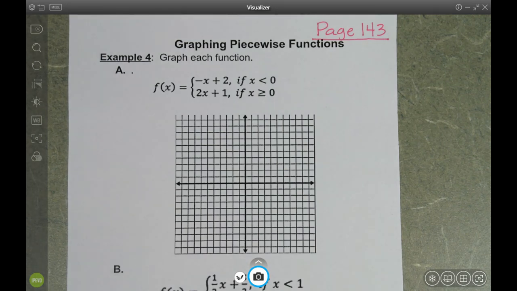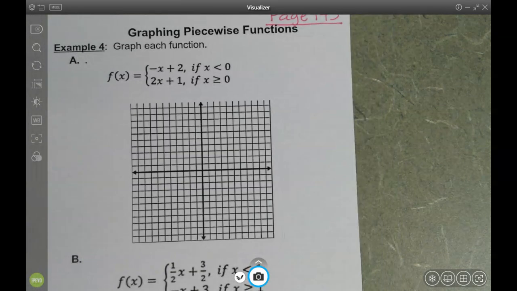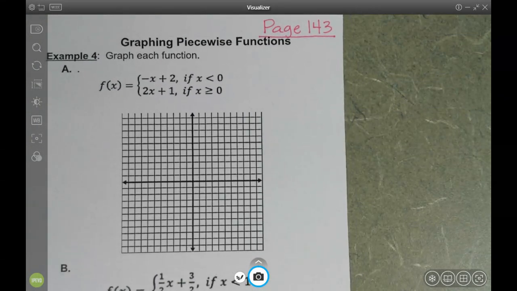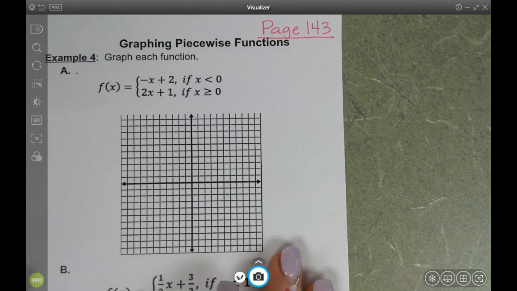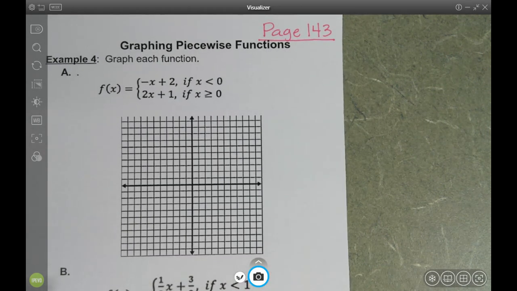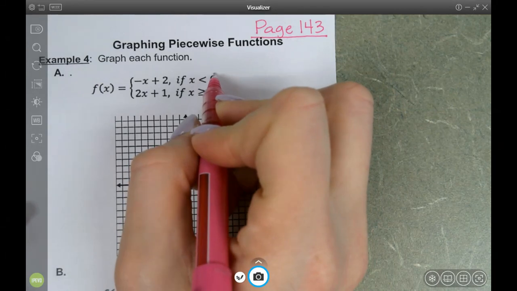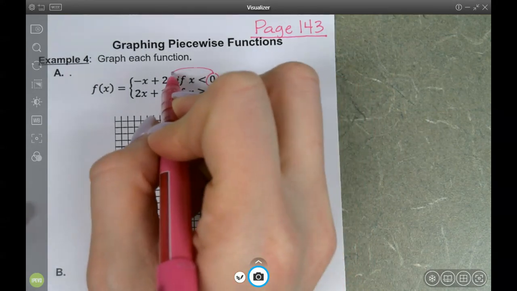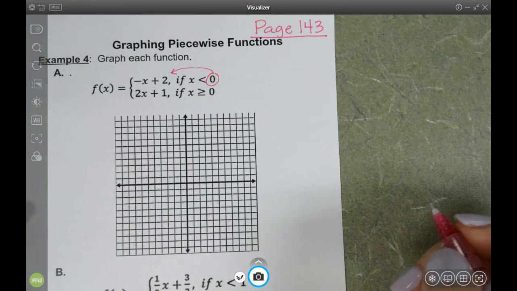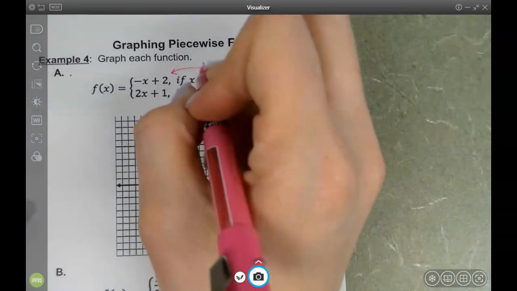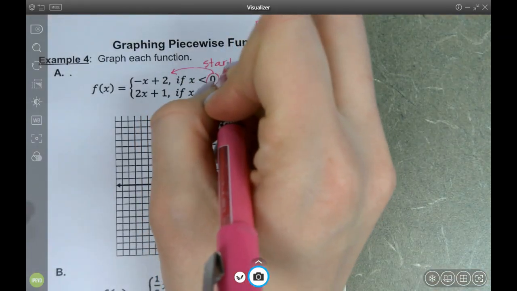Okay, so for this one, we need to graph each piece one at a time. And so I'm just going to show you the way I do it. There are other ways, but this one I feel like is the most straightforward. So looking at the domain, I'm going to take this x value of the domain and plug it in to give myself a starting place.